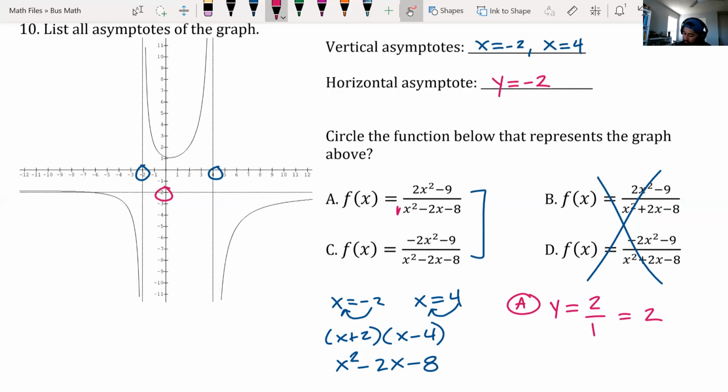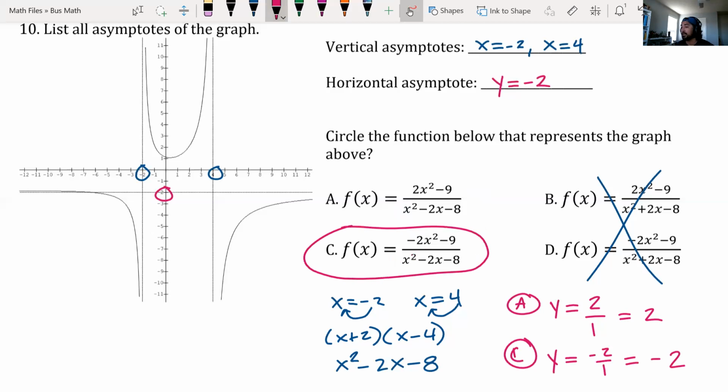And just to show you how that works, if we looked at C, the degree of the numerator is 2 and the degree of the denominator is 2, which means you'd put the leading coefficients over each other, -2 over 1, which gives me -2. So this means C is the only one that checks out. This is the function that represents this graph.